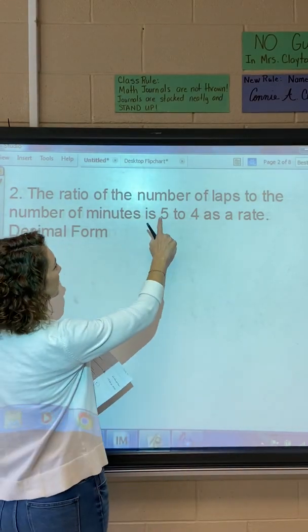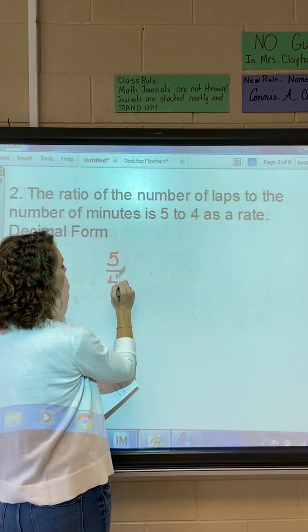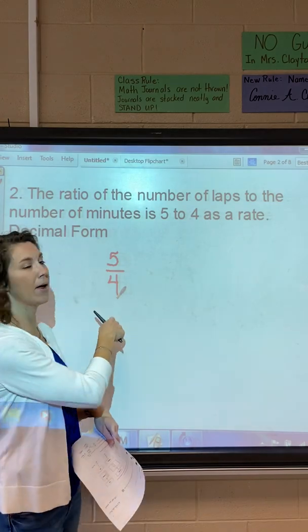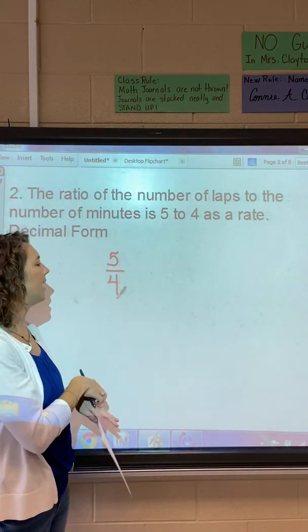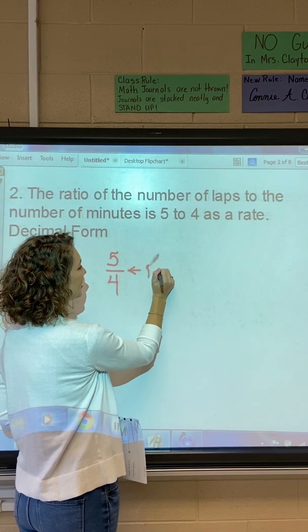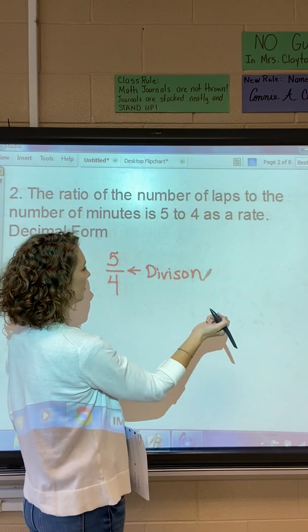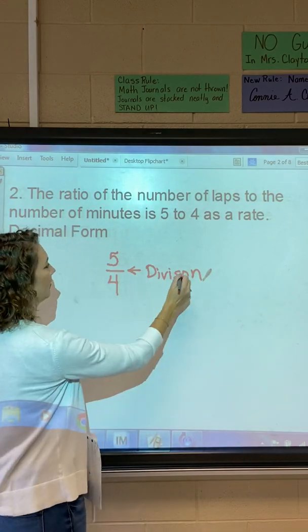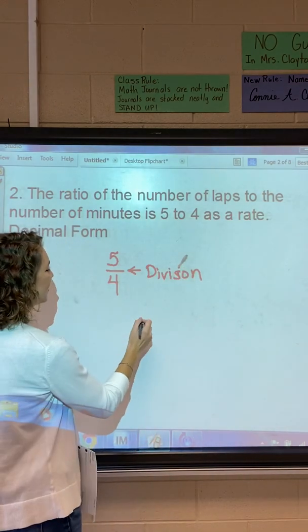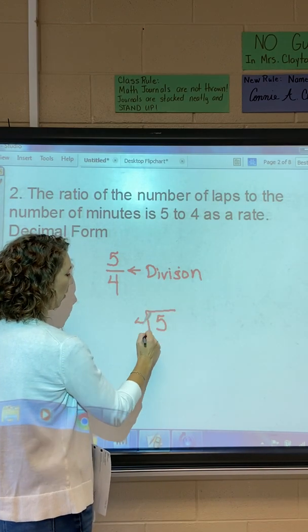So, the ratio is 5 to 4. So, I'm going to write 5 over 4. Remember that fraction is another way to write a ratio. And then, that fraction bar is a division sign. That is a division sign. Okay. And so we're going to have 5 divided by 4.